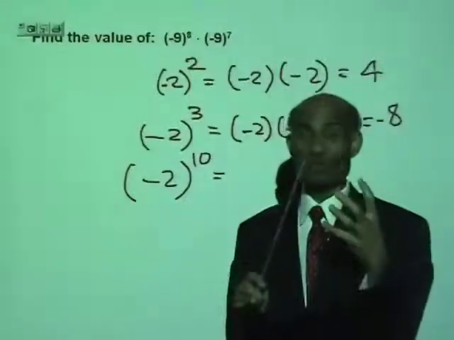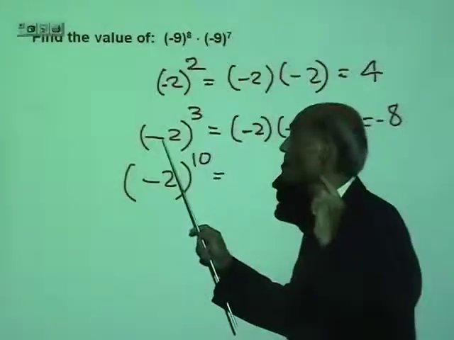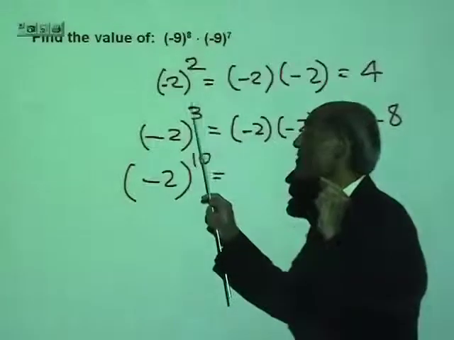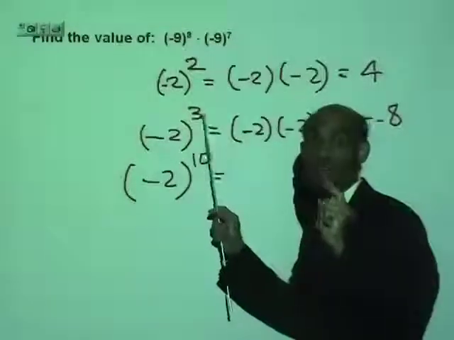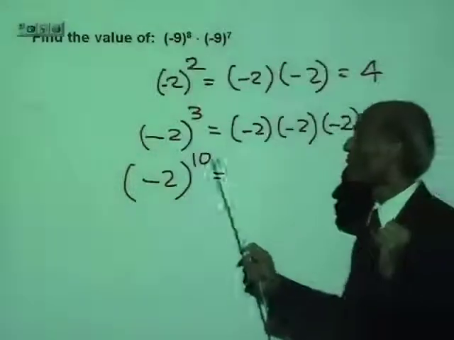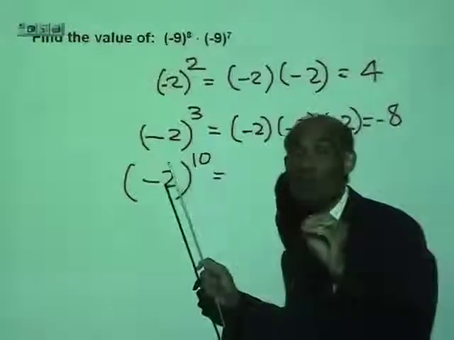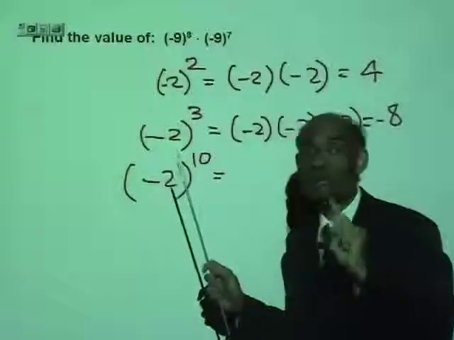Now you must know this. I'm going to repeat this one more time. When a negative number is raised to an odd power, the result will be negative. When a negative number is raised to an even power, the result will be positive.